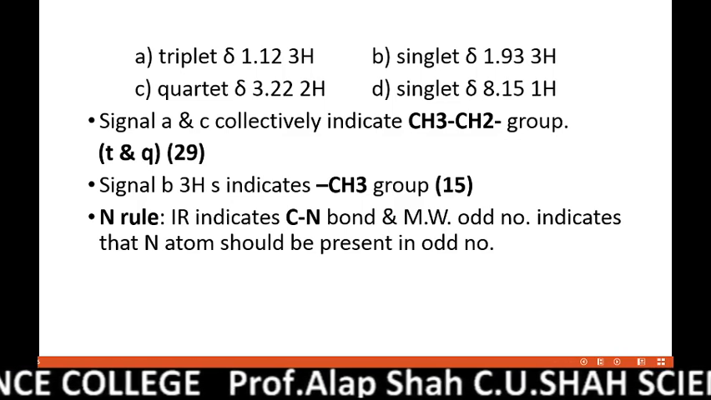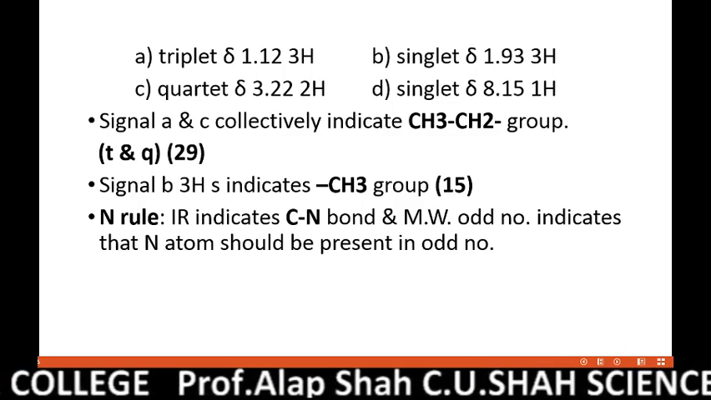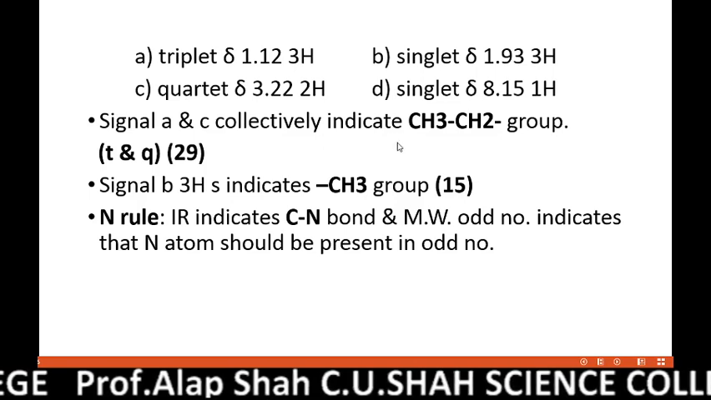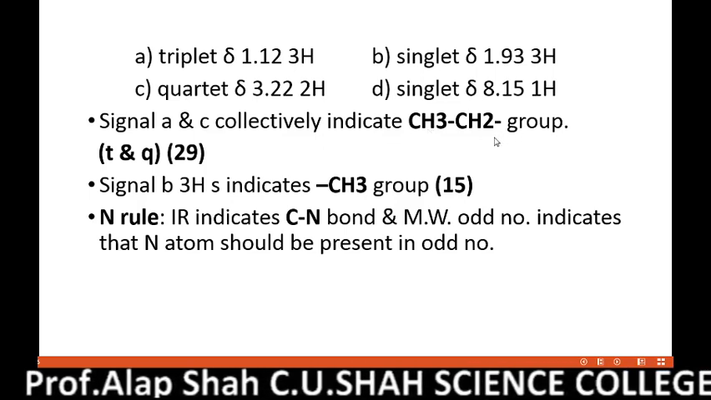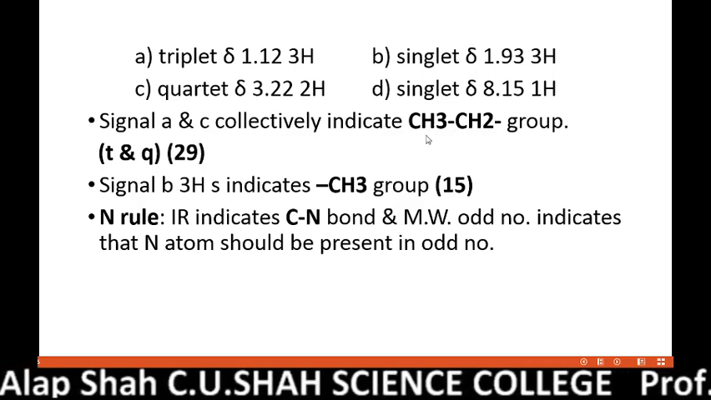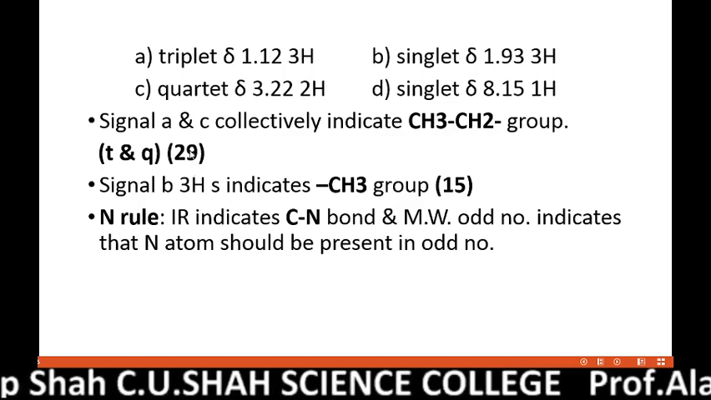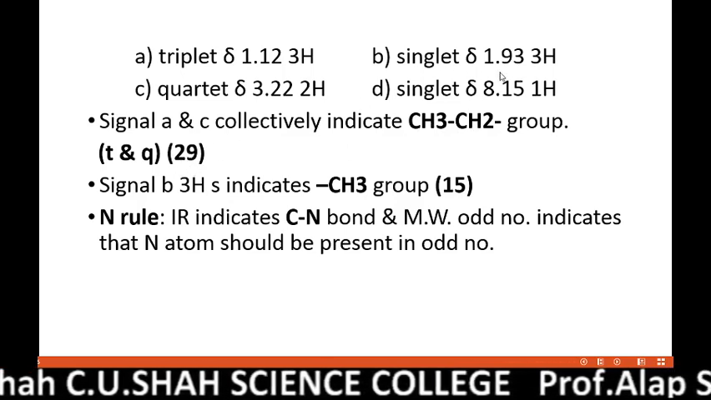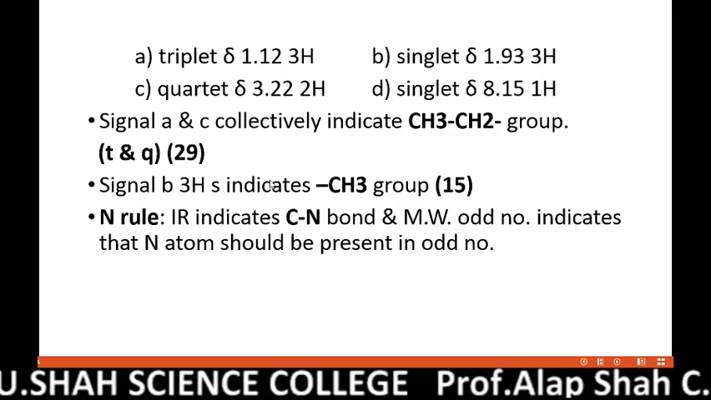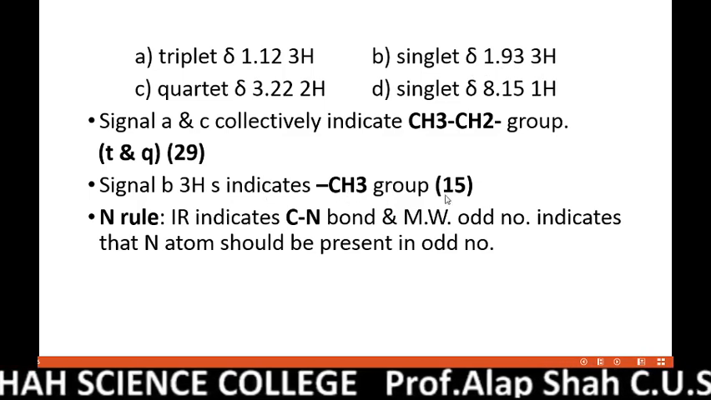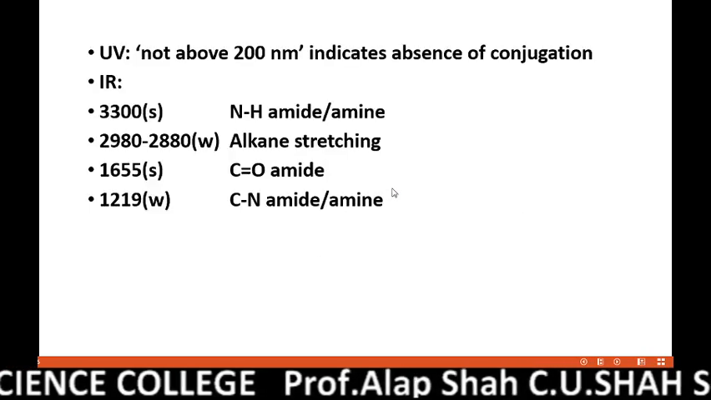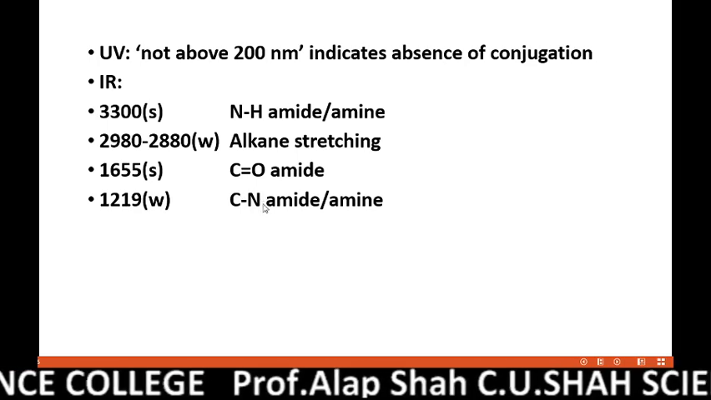Now let us deal with the NMR. These are the four signals A, B, C, D. Signal A and signal C, triplet and quartet, always indicate an ethyl group. Whichever group we determine, we will write its weight. So ethyl means 15 and 14, that's why 29. Signal B, singlet of 3H, delta is not very characteristically high, so that must be for the CH3 group, methyl group, and its weight is 15. Already in IR we have seen that C single bond N is present.